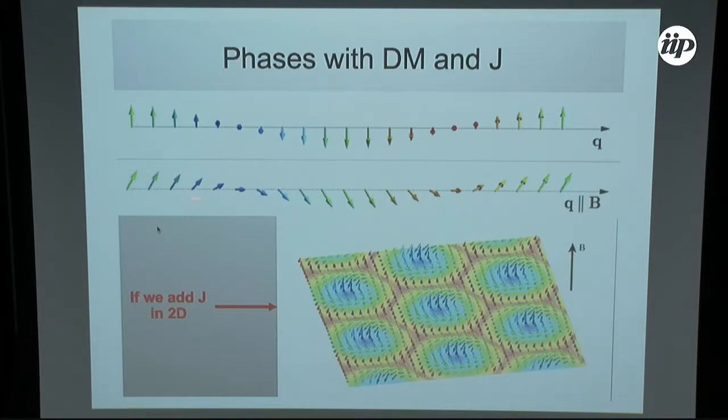If you put a field in the same direction as Q of the spiral, then you will have a kind of conical state. And if you add everything, exchange, Dzyaloshinskii-Moriya, and a magnetic field in two dimensions, then you get these kinds of structures. Not everywhere, but in some part of the phase diagram.